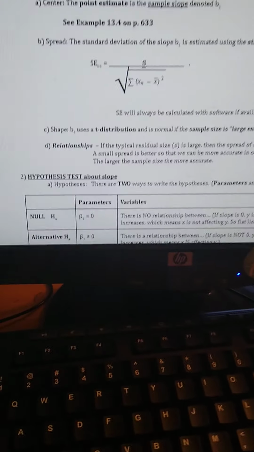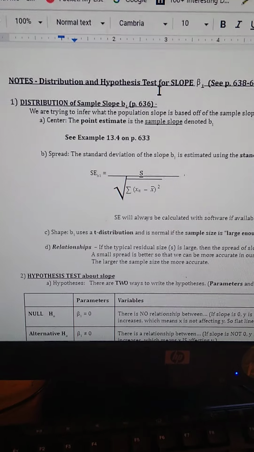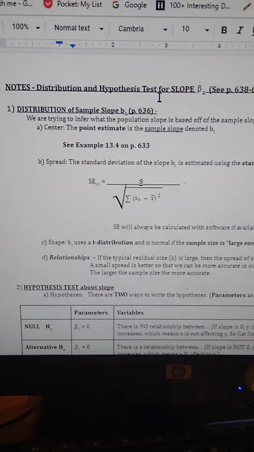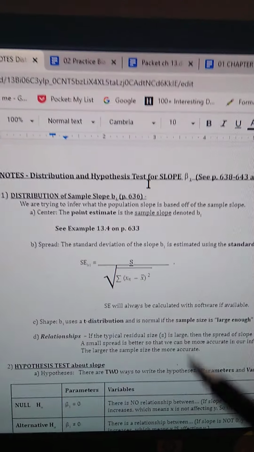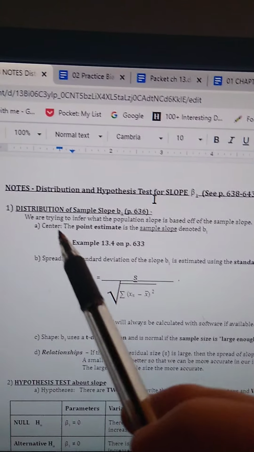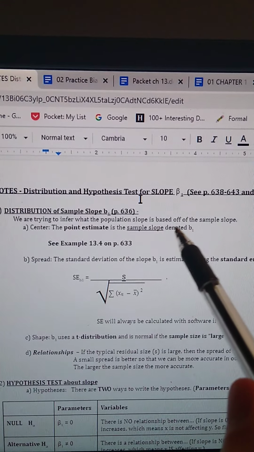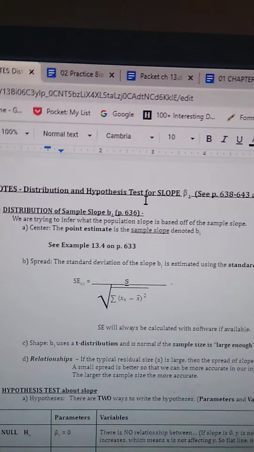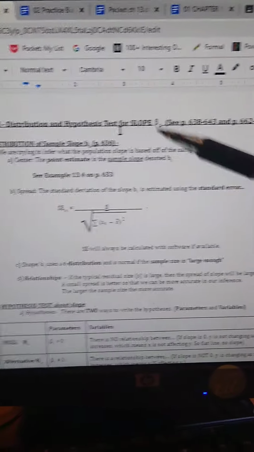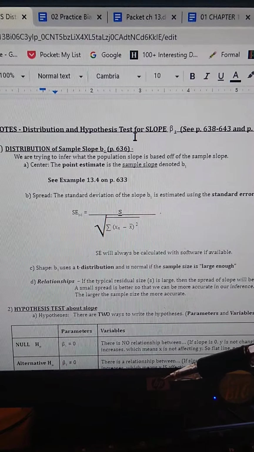This is a video for learning the distribution for inferring about slope and a hypothesis test for slope. What we are starting with is the distribution for slope. What we're trying to do is infer what the population slope will be based off of the sample slope. And I'm going to run through this document of notes here. I will also post this page of notes.